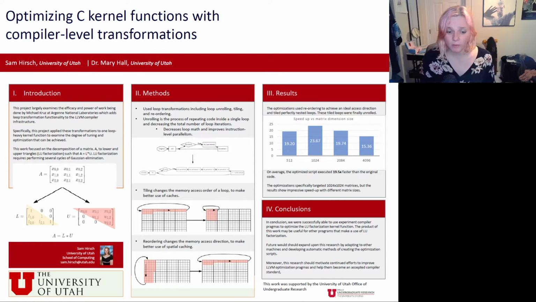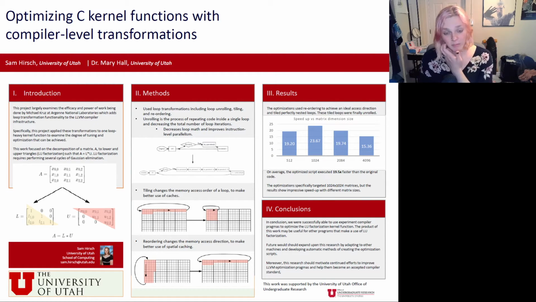Finally, we used loop reordering, which changes the memory access direction to make better use of spatial caching. So this is the idea that when you access a piece of memory, you will actually cache that memory and some data that is around that piece of data as well. So if you can then access that data that is already cached, you can, of course, have more cache hits and, again, make better use of your caches and get a better time.